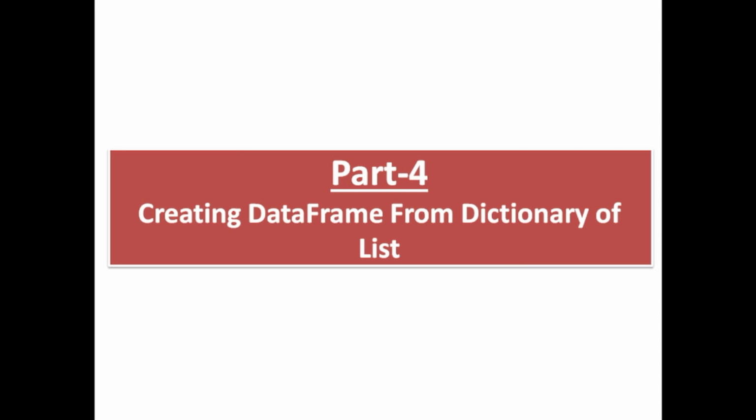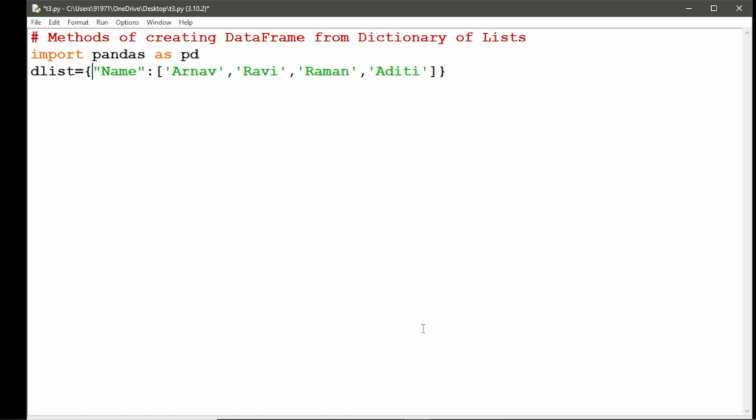Today in this video part 4 I am going to create the data frame from dictionary of list. First of all we will create a dictionary of list, and thereafter that dictionary of list will be passed as a parameter to the data frame function, and your data frame will be created. Very simple it is, and it is the common method that generally students use to create the data frame. So let us go to the code window.